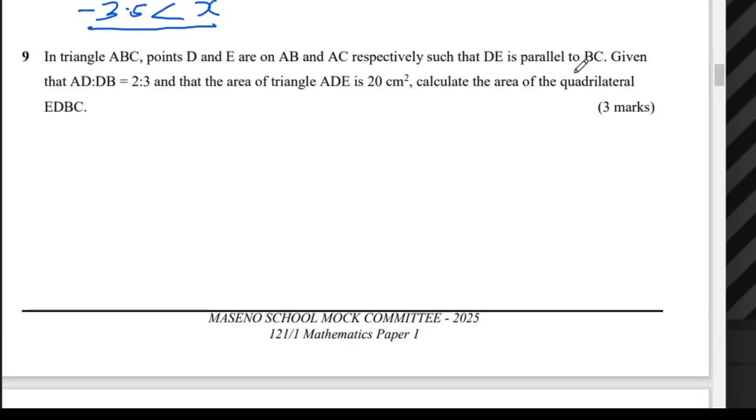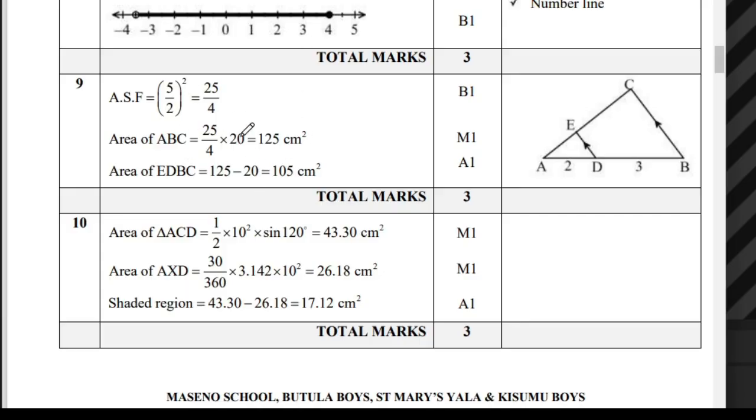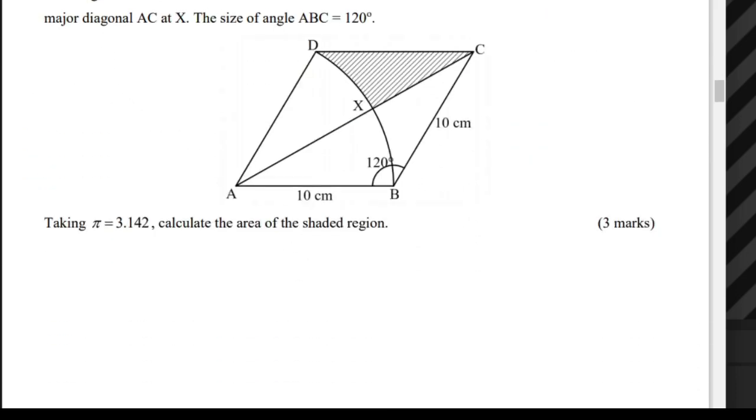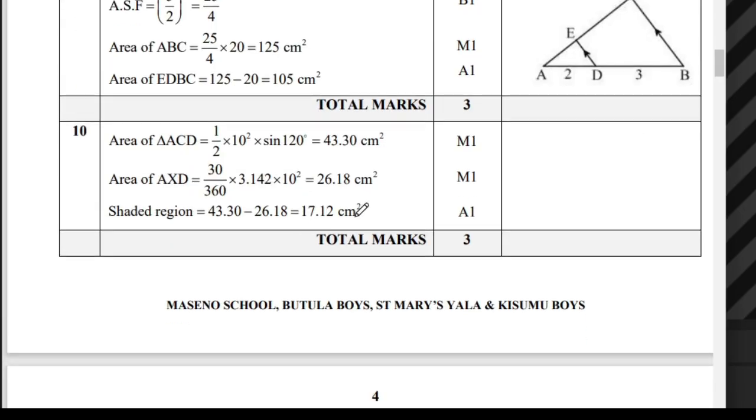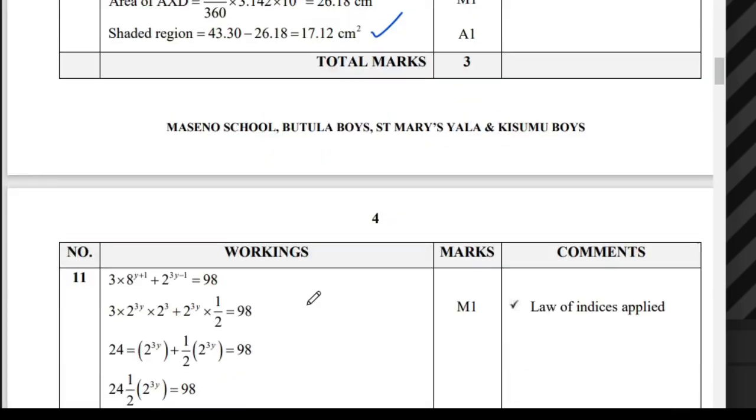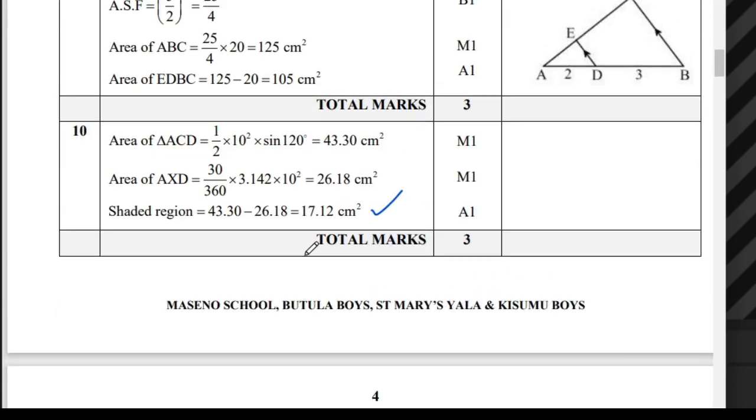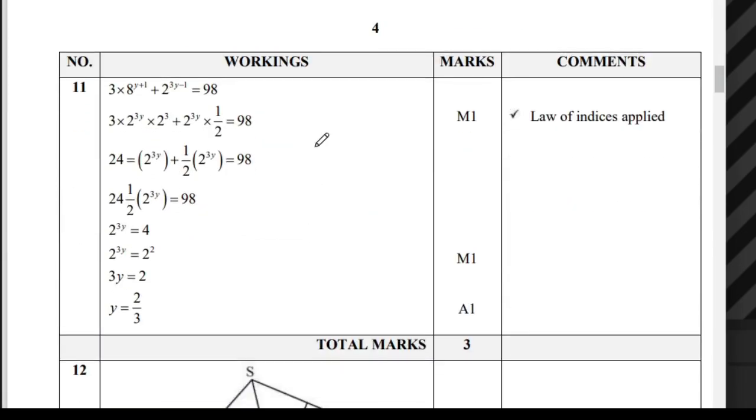The area, given that this is this, calculate the area of the quadrilateral. And this is the answer for that. The rhombus. Take pi to be this, calculate the area of the shaded region. So area of the shaded region has been given for you. So write the question down and practice it.